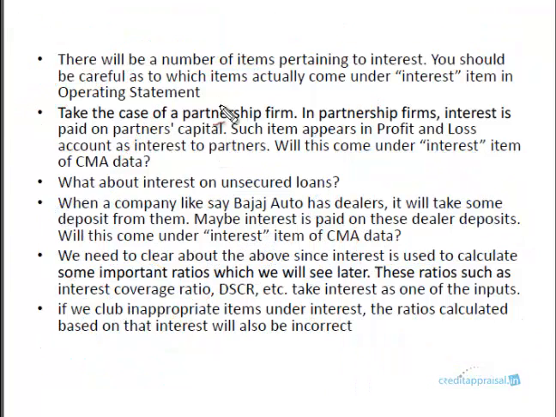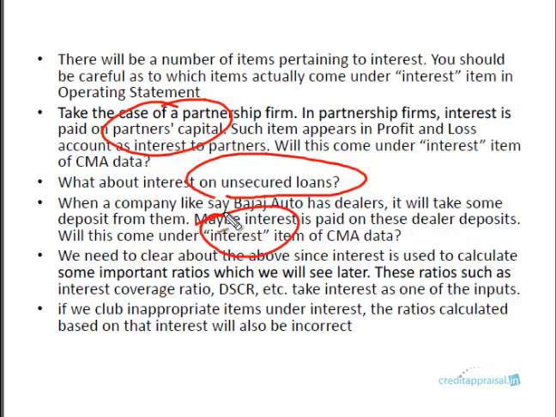As I told you earlier, there are a number of interest items. In the case of a partnership firm, you'll find an item called interest on partners' capital. If the firm or company has taken unsecured loans from directors, friends and relatives, then there'll be something called interest on unsecured loans. Say a company like Bajaj Auto has a number of dealers, so it will take some deposits from them and may pay interest on them. That dealer deposits interest will be an item in the P&L account, interest on dealer deposits.